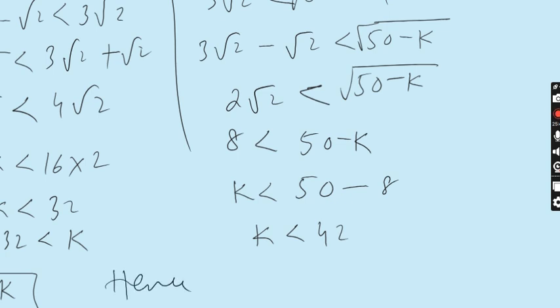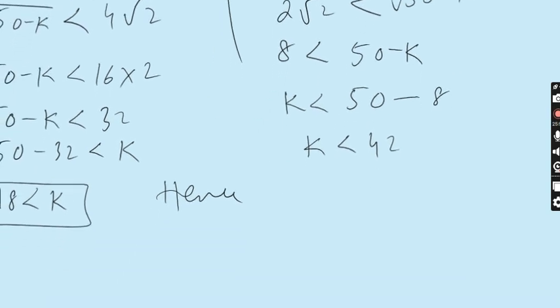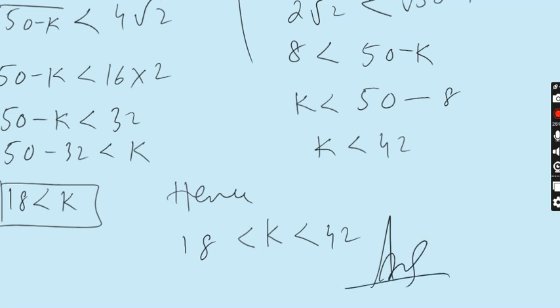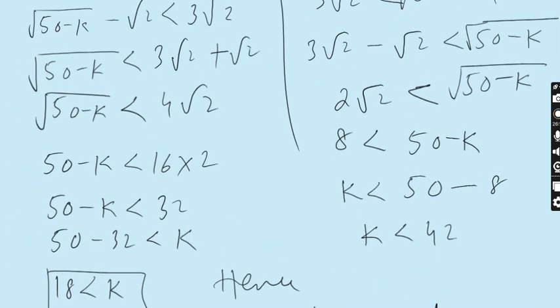Hence our range of values of k, you can see both the values: k is greater than 18, k is less than 42. Very important question, very important question from the examination point of view. So this is question number 2.